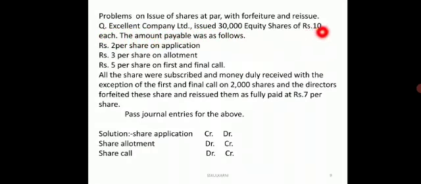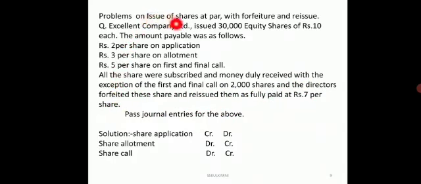The amount of rupees 10 was payable: 2 rupees on application, 3 rupees on allotment and 5 rupees on first and final call. All the shares were subscribed and money duly received except the final call on 2,000 shares. The directors forfeited these shares and reissued them at rupees 7 per share.